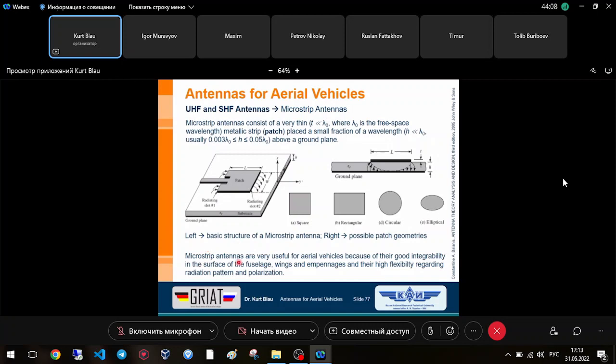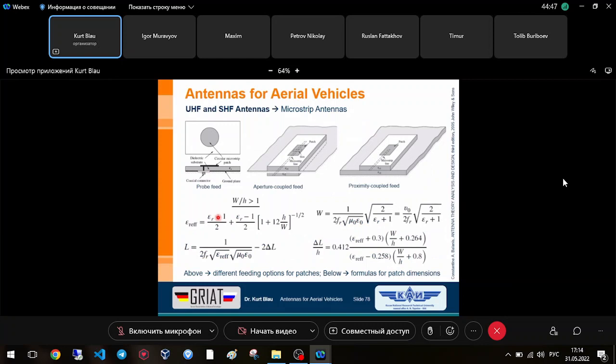And what I have to mention is that the microstrip antennas are very useful for aerial vehicles because of the good integrability. It's clear because it's very flat in the surface of the fuselage, also of the wings and the appendages. And they have a high flexibility regarding radiation pattern and polarization. This behavior of an antenna is very important for a certain application.